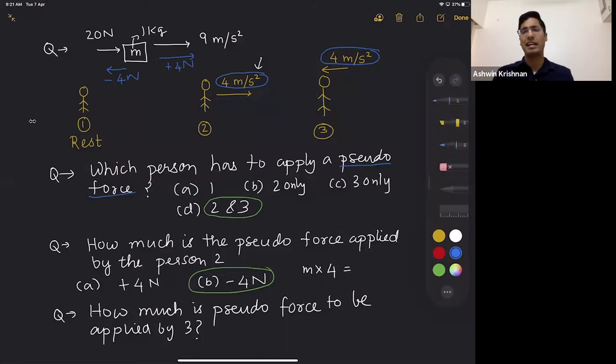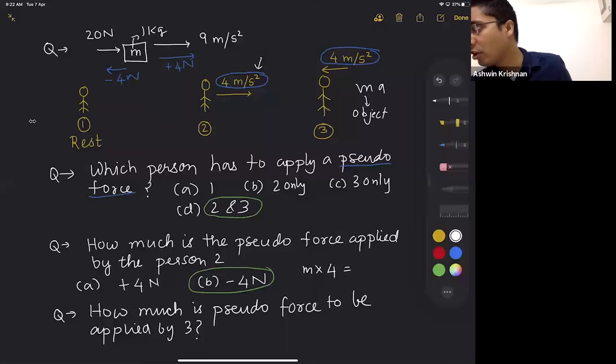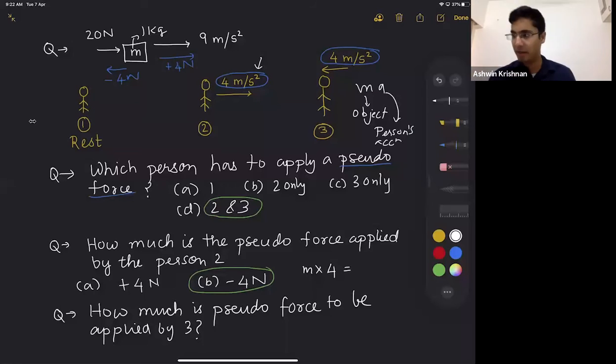So this is the basic idea. If the observer himself or herself is accelerating, you basically have to apply an extra pseudo force of mass of the object multiplied by the acceleration. Remember that in the ma that you apply, this is the object's mass, this is not the object's acceleration, this is the frame's acceleration, the person's acceleration. This is all that you need to remember in the pseudo force. And it will always be in the opposite direction.